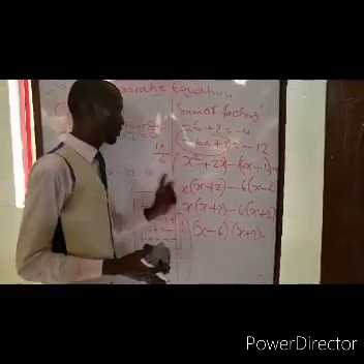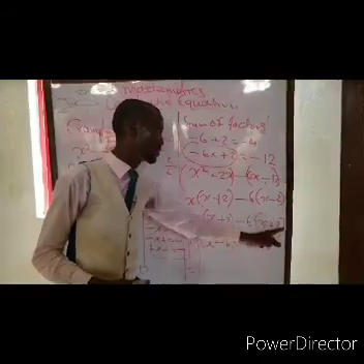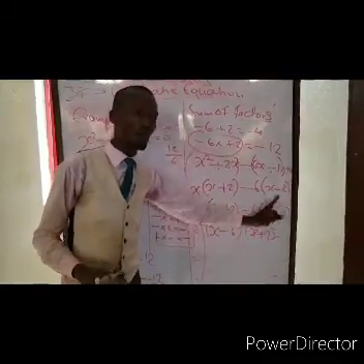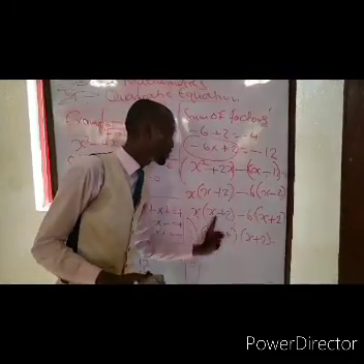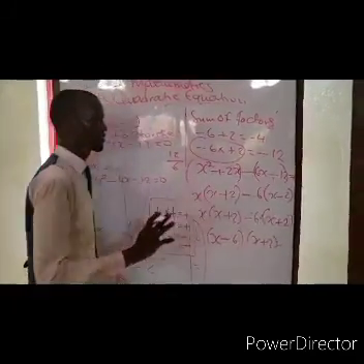A very important point is that the two brackets must be equal. The letters must be equal, the figures must be equal, and the signs they have must be equal, as you can see. So now I've done the factorization.